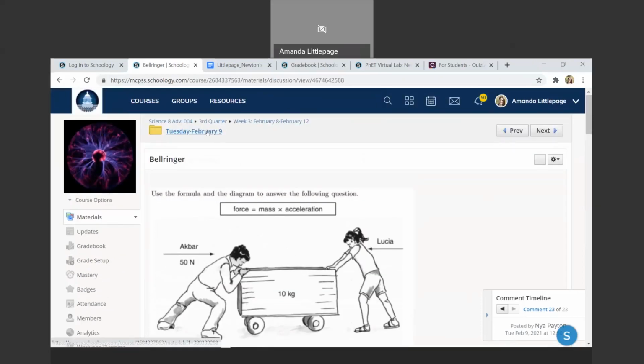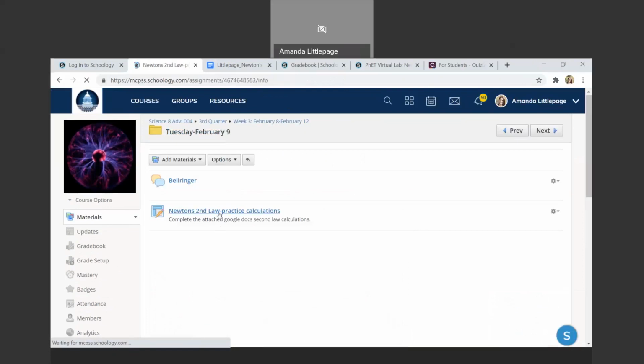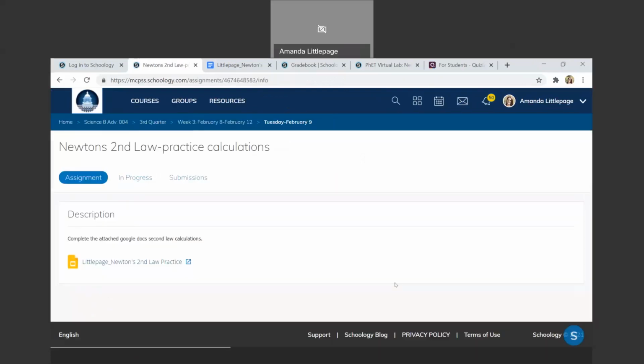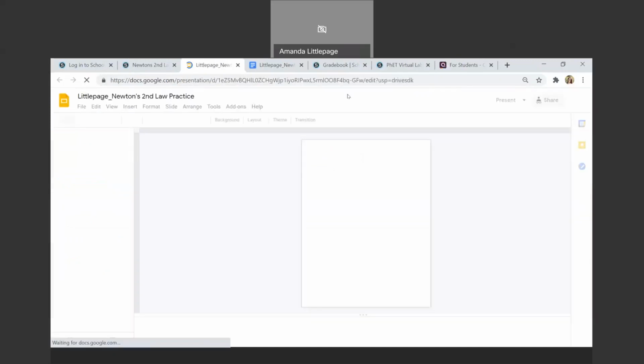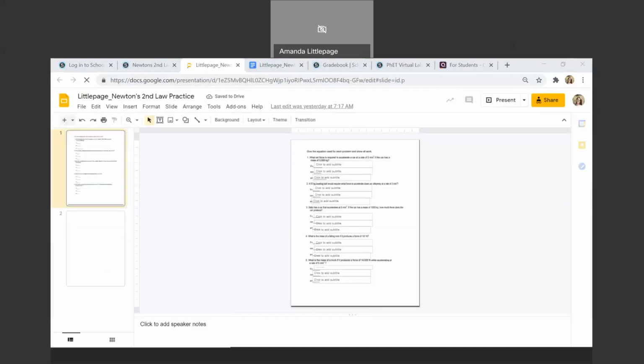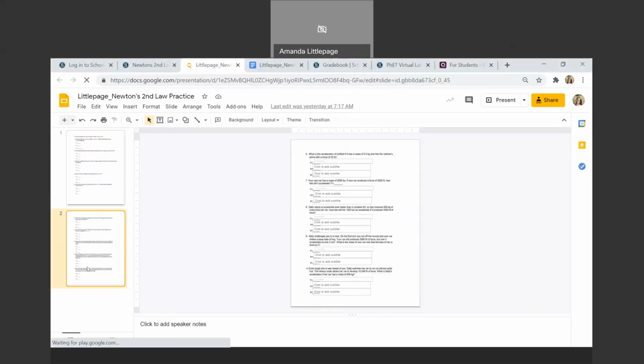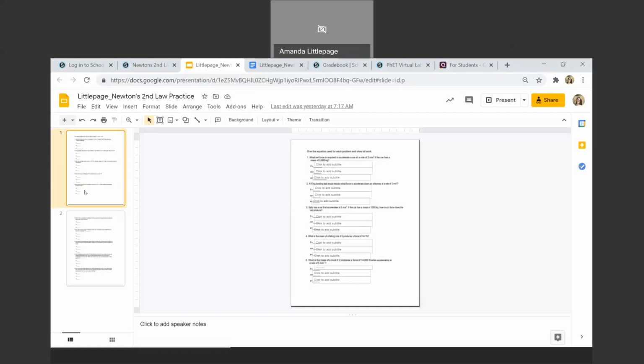Okay, now that we've gone over that bell ringer, let's take a look at these practice calculations. Most of what we're doing for Newton's second law, the bulk of it, is equations, and then looking at speed, velocity, and acceleration. When you click on this document, it's going to come up as a Google slide. There are 2 pages total, page 1 and page 2. There are 10 questions. Your job is to go through each of these, click on the box and type in force, mass, and acceleration. You're going to be solving for force, mass, and acceleration. You click on the box, type in your answer, then submit it.